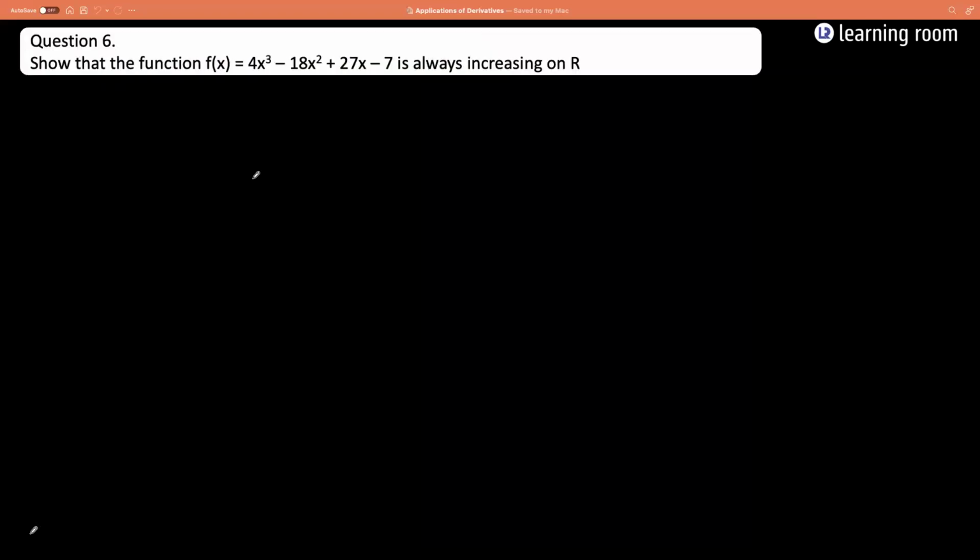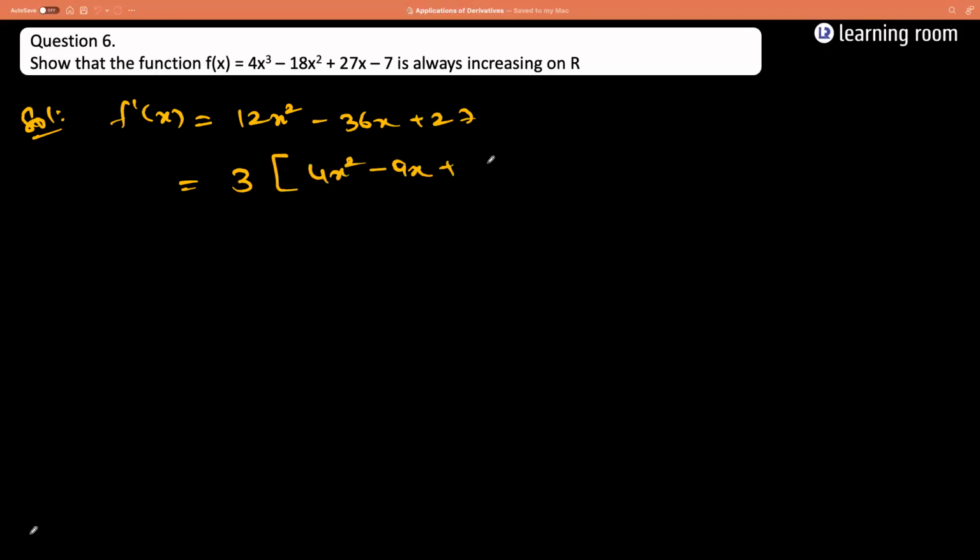Can you do this? Show that the function f of x is equal to 4x cube minus 18x square plus 27x minus 7 is increasing on R. So f dash of x is equal to 12x square minus 36x plus 27. So 3 is common. So 3 into 4x square minus 12x plus 9.